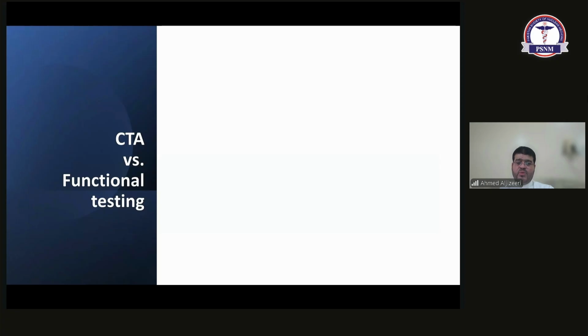Now, so basically, when we talk about the main two modalities out of the non-invasive testing, we look at CTA, which is coronary CT angiogram, versus functional testing. And there are two studies that looked at the differences between these two modalities, which are the SCOT-HEART study and the PROMISE study.